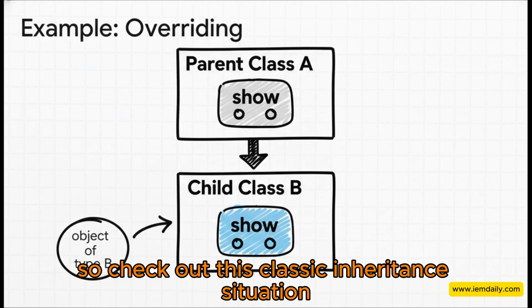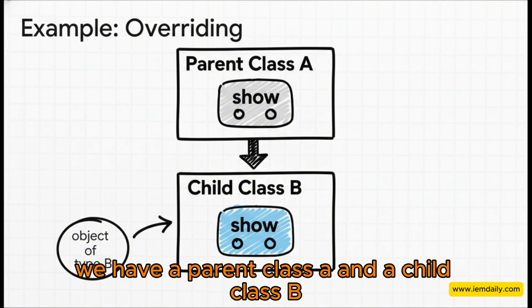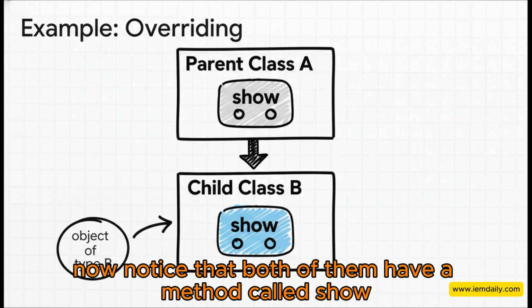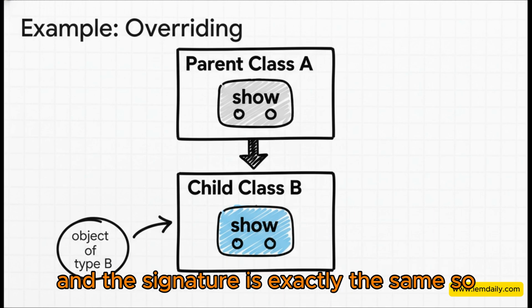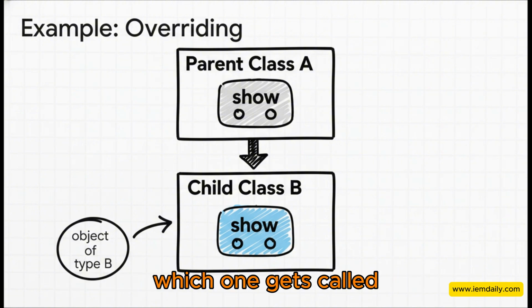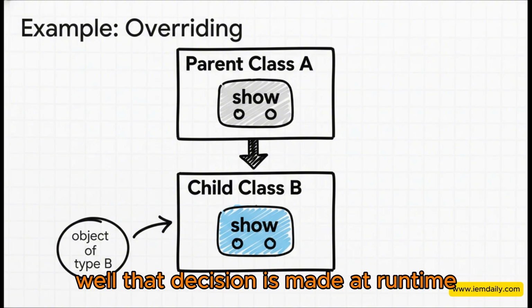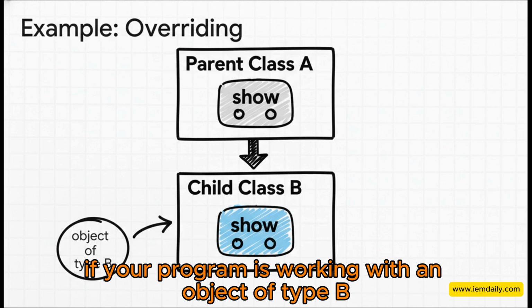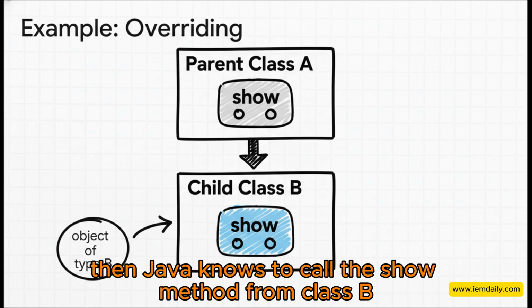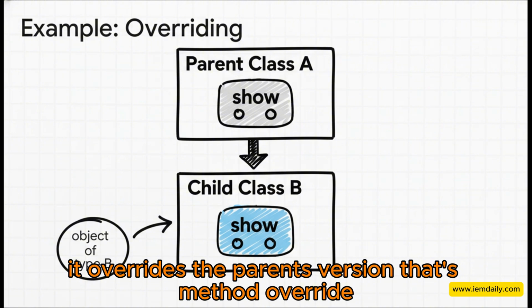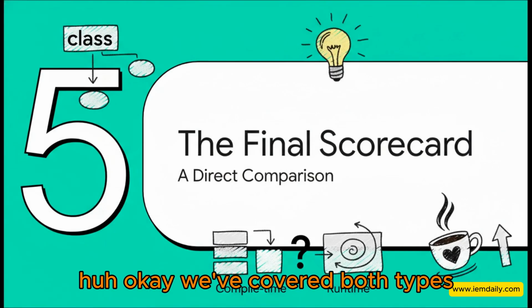So check out this classic inheritance situation. We have a parent class A and a child class B. Now notice that both of them have a method called show, and the signature is exactly the same. So, which one gets called? Well, that decision is made at runtime. If your program is working with an object of type B, then Java knows to call the show method from class B. It overrides the parent's version. That's method overriding.